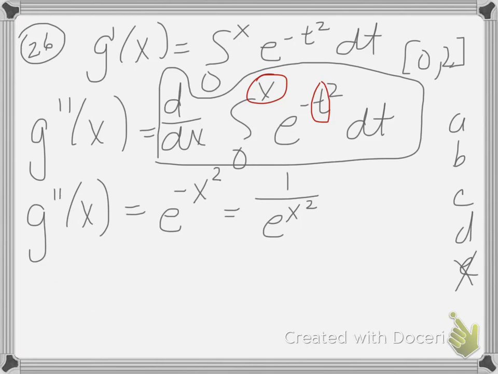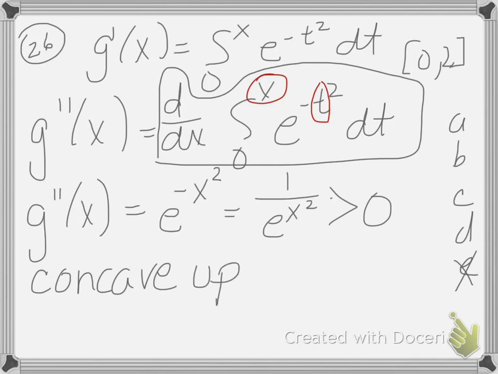Okay, also, if you look at 1 over e to the x squared, anything squared would always have to be positive. So therefore, 1 over e to the x squared is always going to be a positive number, or greater than 0. Well, if the second derivative is greater than 0, then that means that the function must be concave up. So if you look at the choices, A says it's concave up, so that's good. B says it's concave down, take out B as a choice. C says it's concave up, so that's good. And D says it's concave down, so take that out. So at least now you have it down to 2 choices.